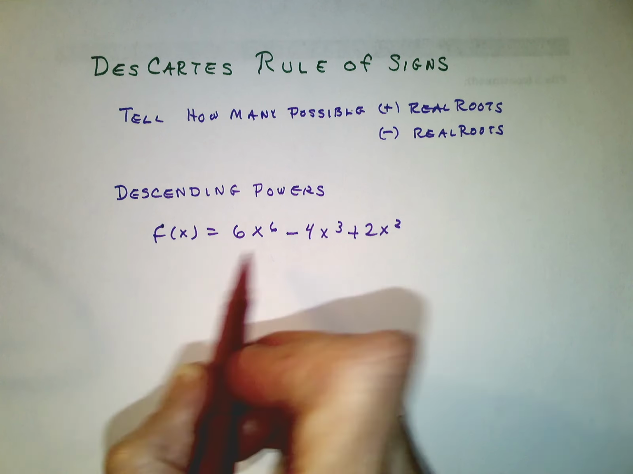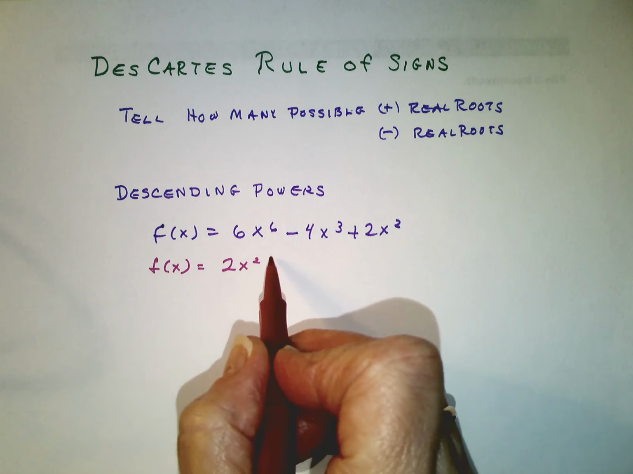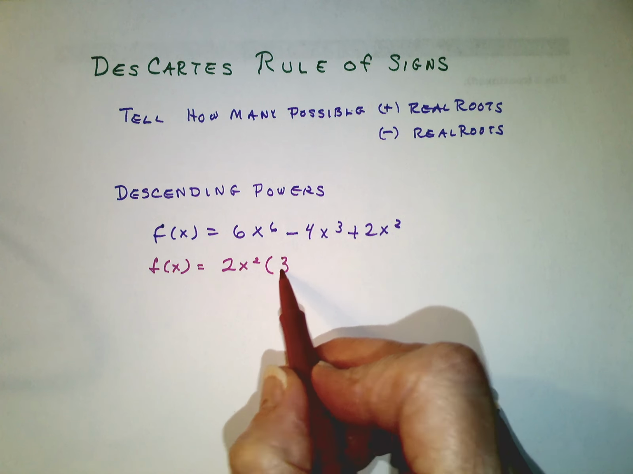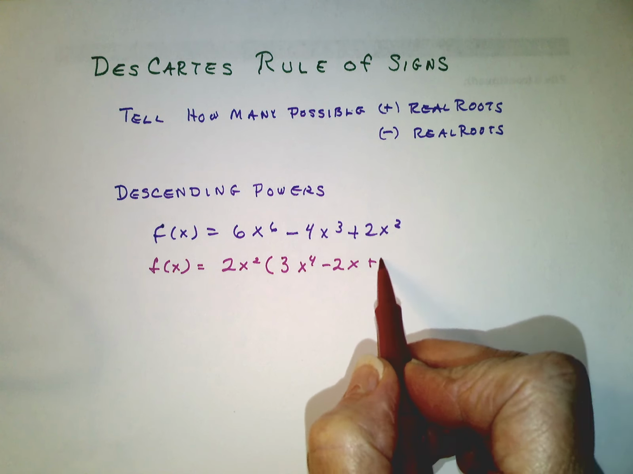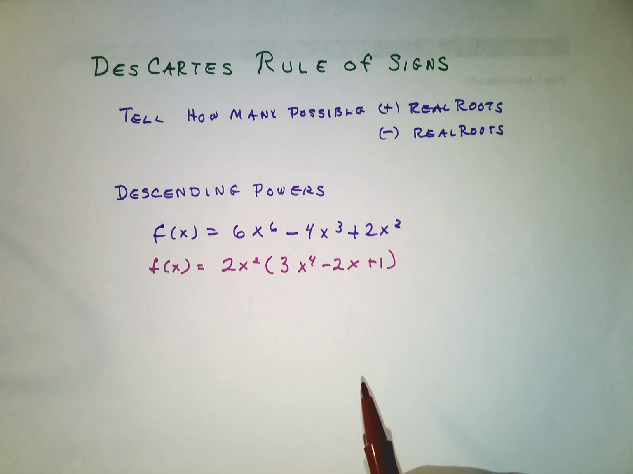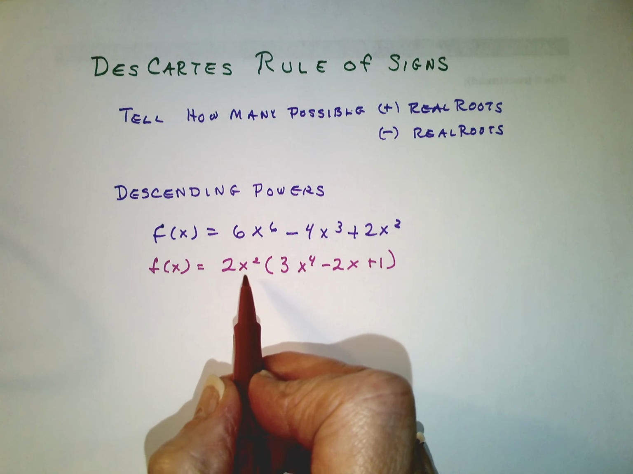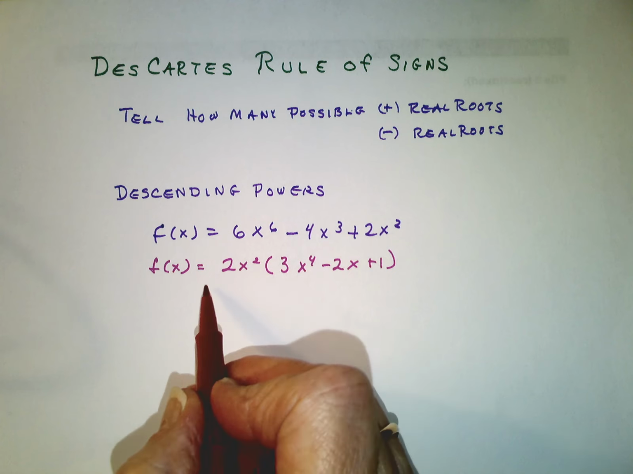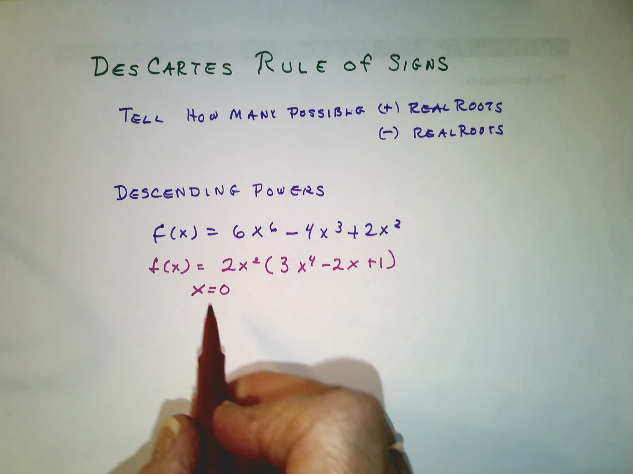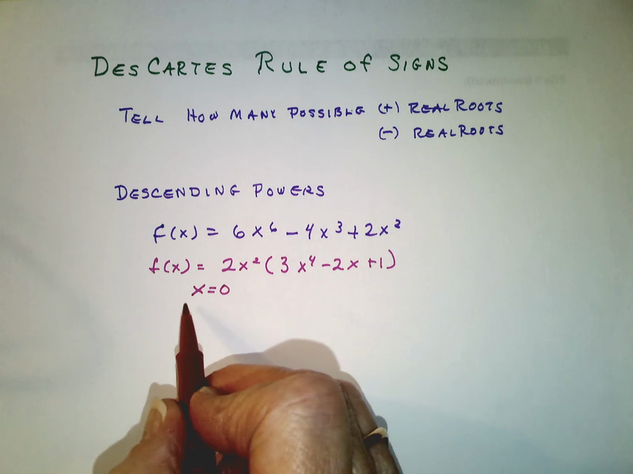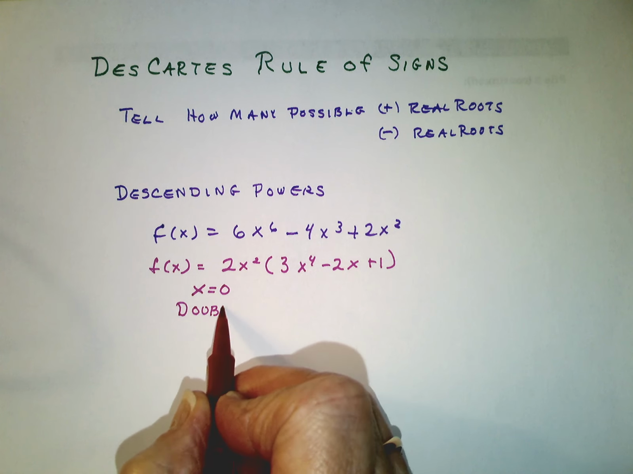And there is a common factor of 2x squared. So we pull that out first. And then we find, because 2x squared is a factor, that means that x equals 0 is a root. In fact, x equals 0, because it's x times x, is a double root.